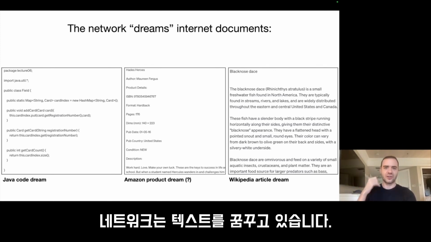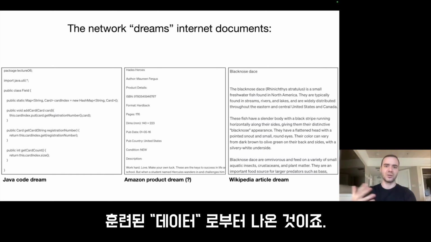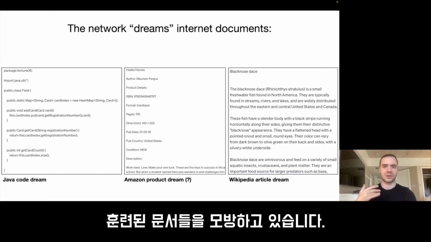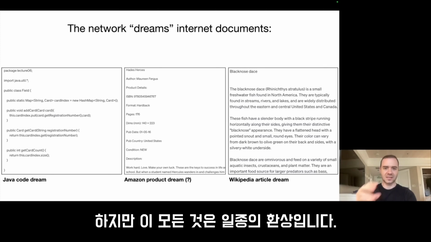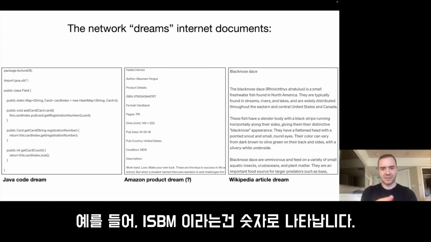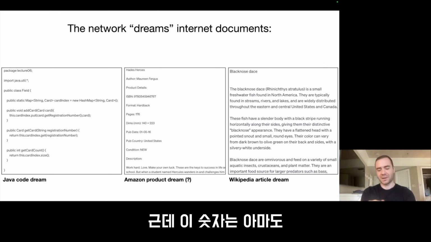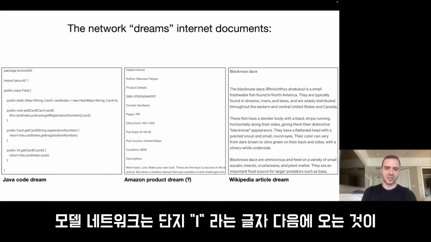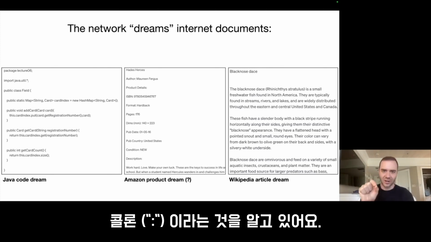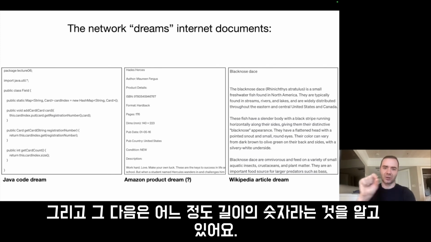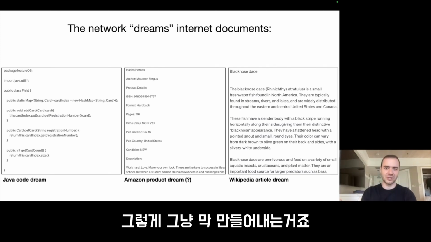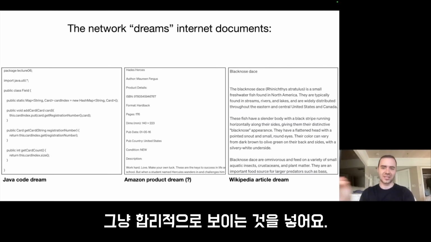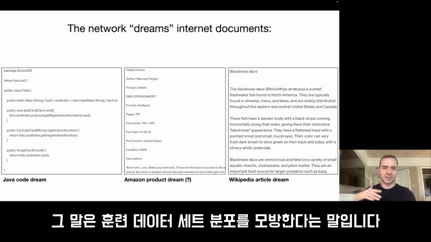The network is dreaming text from the distribution that it was trained on. It's just mimicking these documents. But this is all kind of hallucinated. For example, the ISBN number, I would guess almost certainly does not exist. The network just knows that what comes after "ISBN:" is some kind of a number of roughly this length, and it's got all these digits, and it just puts in whatever looks reasonable. So it's parroting the training data set distribution.